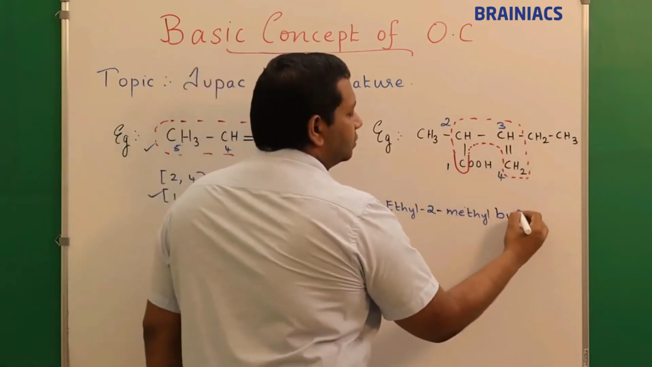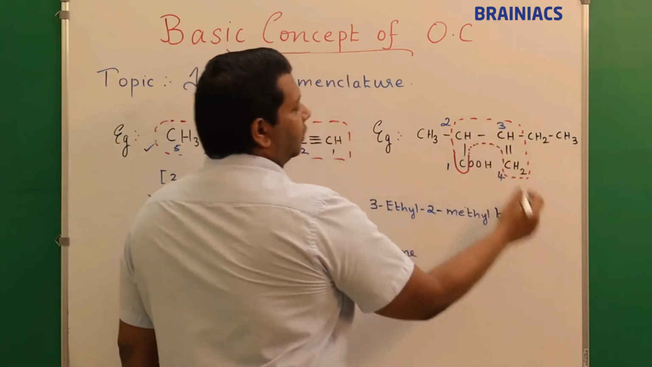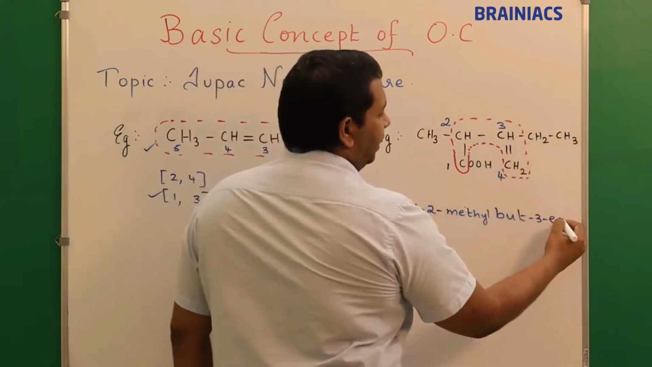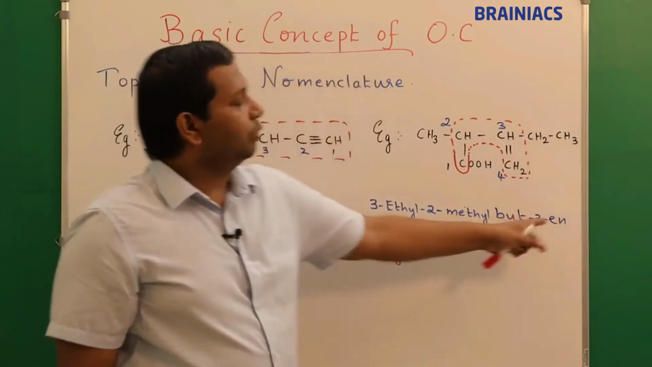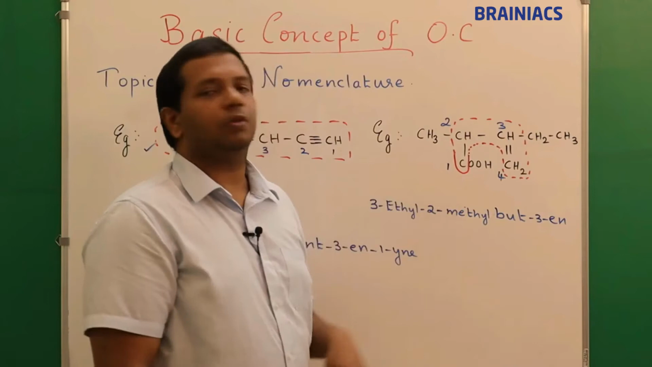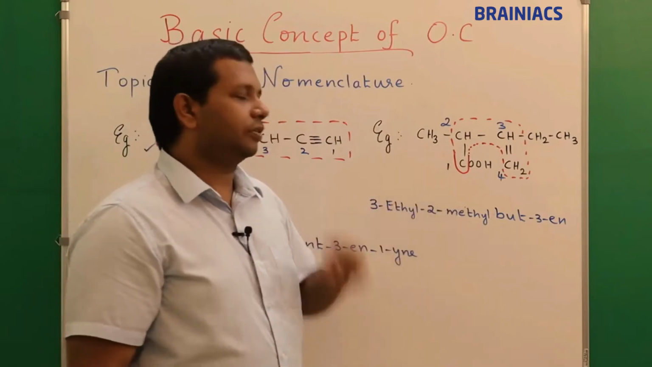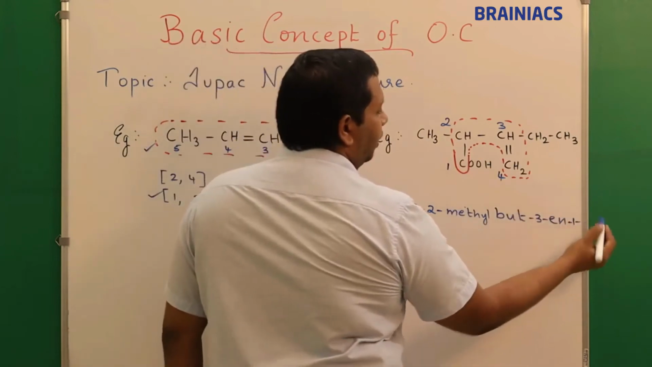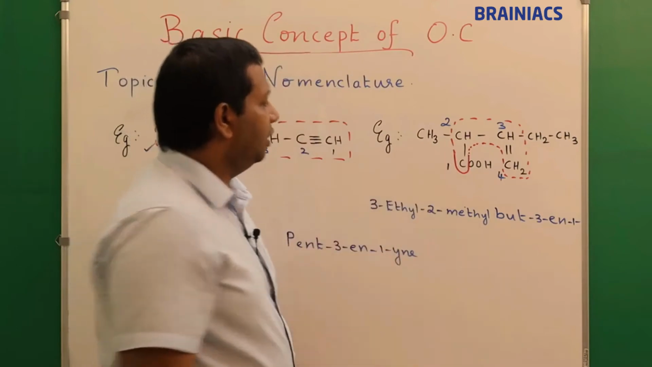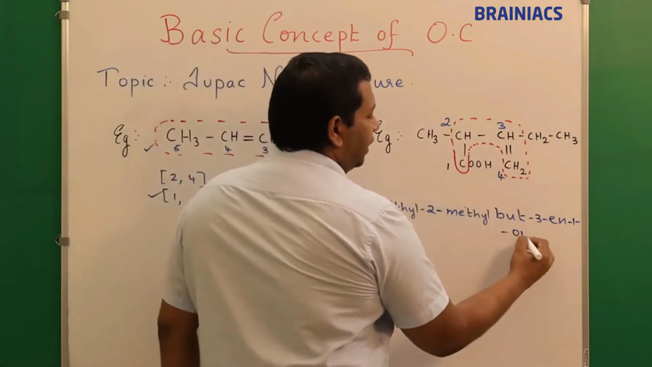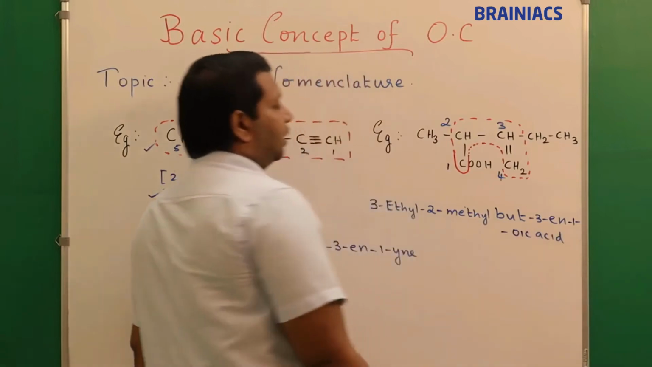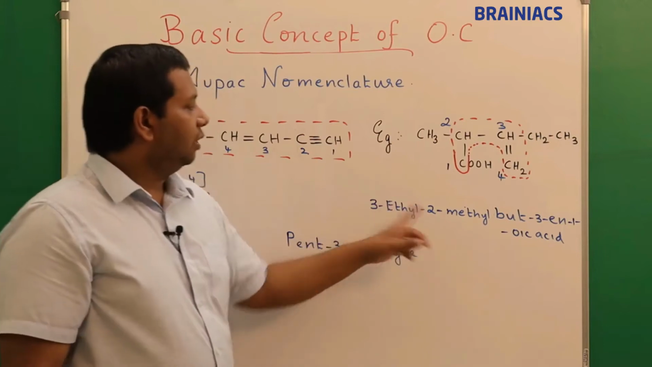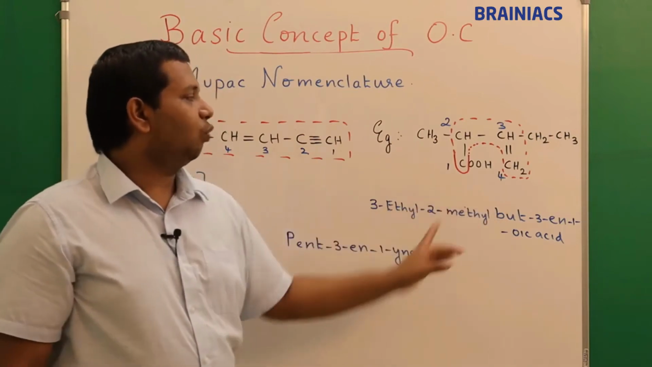Parent but, at what position? At position 3, but-3, then what is coming there? Double bond, but-3-en. Actually I can write but-3-ene, but that is not correct, because here a functional group is also present, so you need to put the suffix of the functional group. So but-3-en, at position 1, the suffix is oic acid. So the complete name is 3-ethyl-2-methylbut-3-en-1-oic acid.